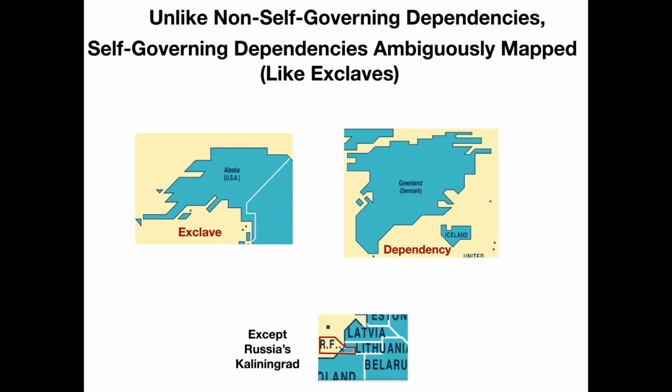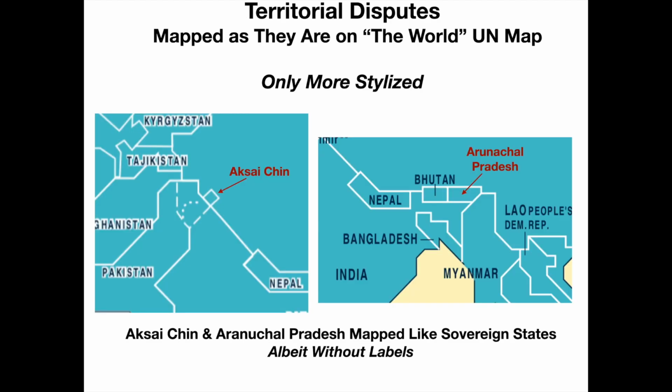Back to this second UN map, it has a lot of the same problems that the first one did. So we've seen this before, mapping exclaves in the same way as dependencies, with the exception of Russia's Kaliningrad. Same style of mapping disputed territories. So again, we can see Aksai Chin, Arunachal Pradesh, mapped as if they were a country essentially, but without any label.